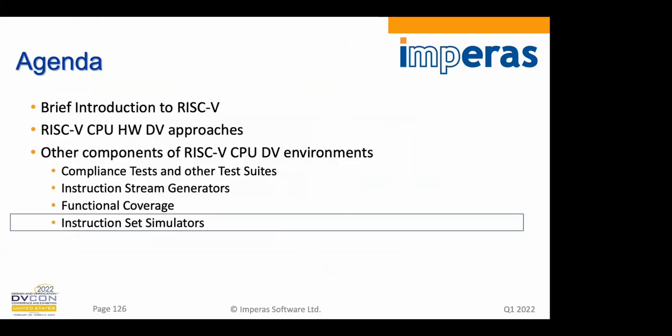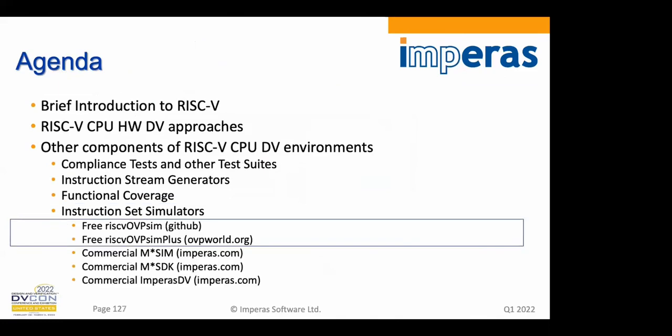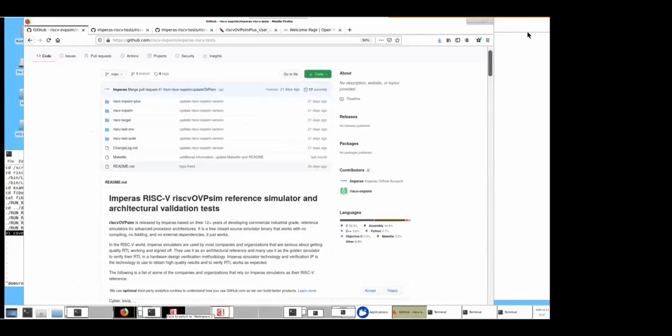We're now going to move to the last section, the last component, and talk about instruction set simulators. There are five subjects that I'm going to talk about. I'm going to talk about RISC-V OVP Sim on the GitHub, RISC-V OVP Sim Plus from OVP World. Then I'm going to talk about commercial technologies from Imperas and show 2 videos of that and then wrap up.